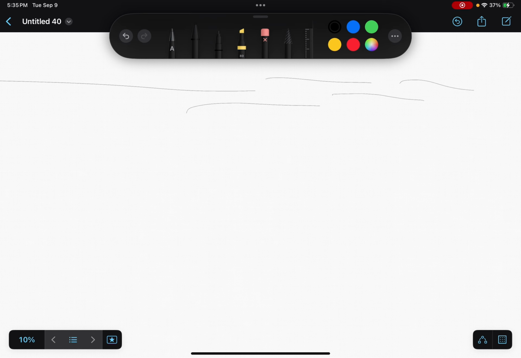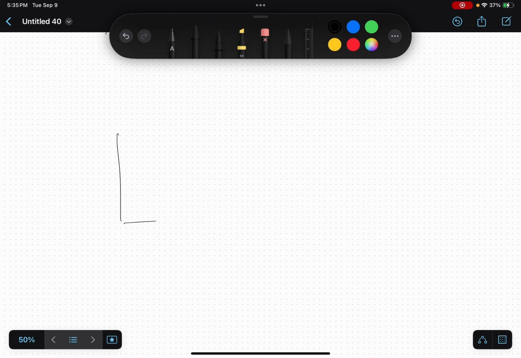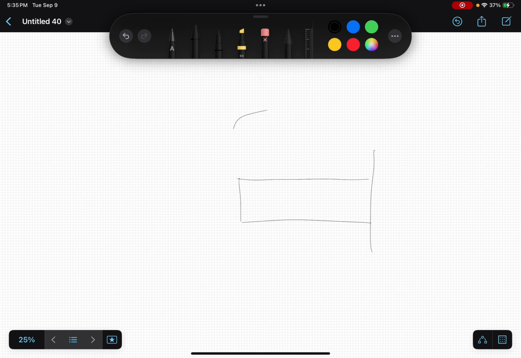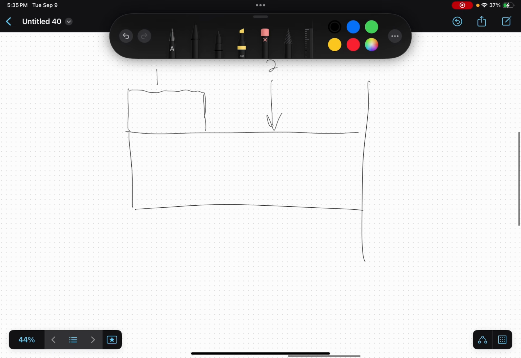So let's say we've got a beam connected to a wall. Very basic problem. We've got a distributed load, we've got a point load, and that's it. Let's say the distributed load has a magnitude of 1, this has a magnitude of 2, and that's it.